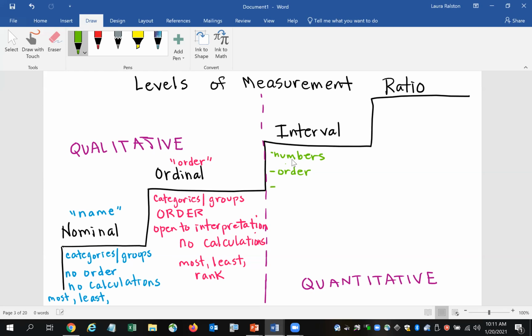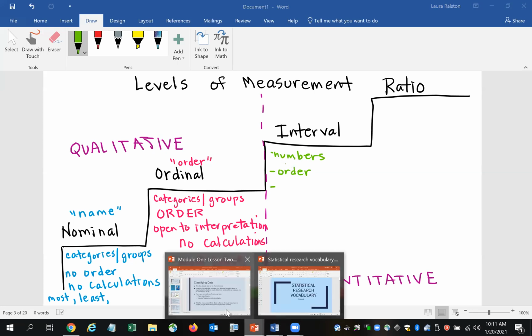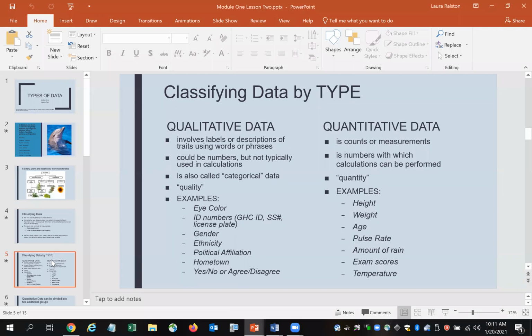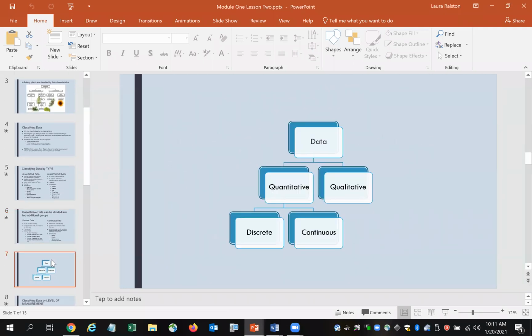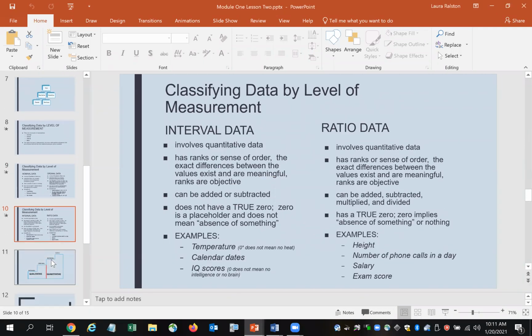I have lost my train of thought for some reason. Let me go out here to the PowerPoint so I don't misspeak, because my thought has just left me. Sense of order.